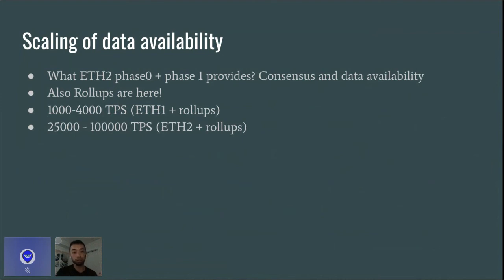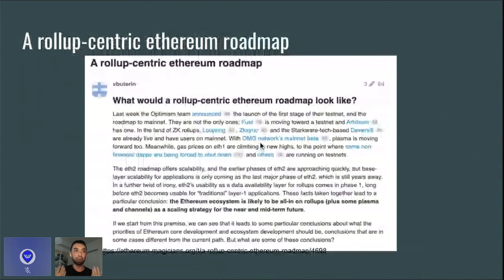And then comes ETH2 with phase 1. Now we can offer even more data across all the shards. Then you get an even higher TPS. And in Vitalik's post, he recently proposed this rollup-centric Ethereum roadmap, which says that with phase 1, we may probably get what we need, because we can have all that data, right?